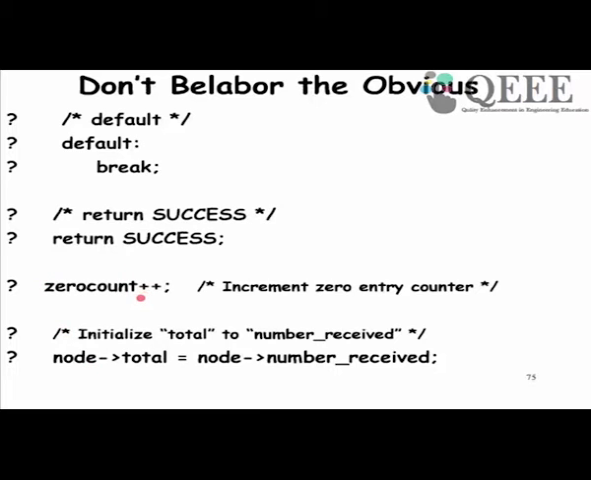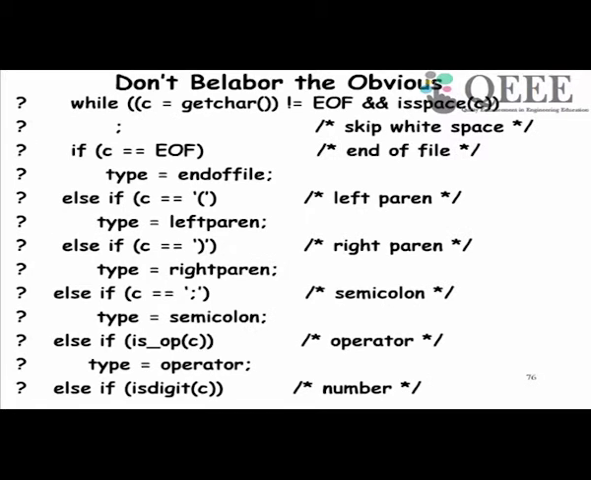So, we have written zero count plus plus. It is obvious that zero count is incremented, and then we write here, increment zero count, zero entry counter. It hardly helps; it actually obscures the understanding of the overall code if we have too many such comments appearing in the code. See here, no additional information is obtained by somebody reading the comments, end of file, left parenthesis, etc. It's just a distraction, and too much of that can make the code hard to read.